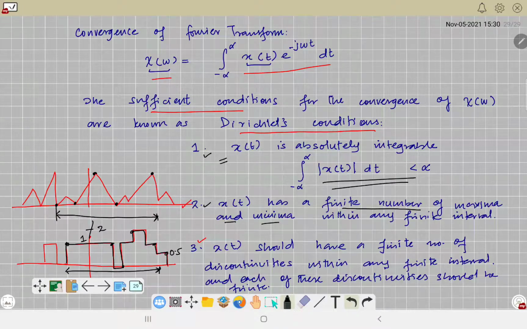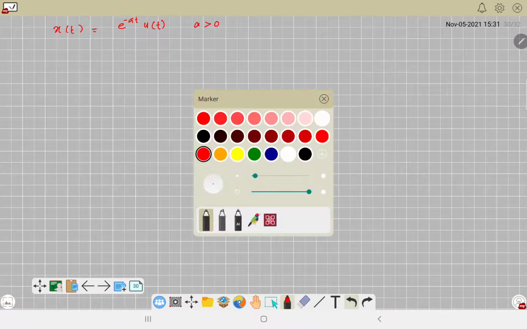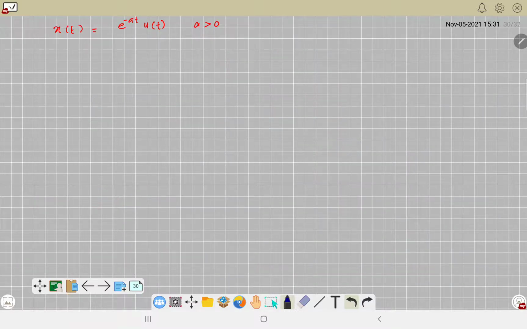So next we'll take some simple examples, and we'll try to find out the Fourier transform of these signals. Let's take the first one, where x of t is an exponential signal, e raised to the power minus a t, modulated by a unit step function u of t, and a is greater than 0. Fine. So if you find the Fourier transform, we have this equation, x of omega is equal to the integral from minus infinity to plus infinity, like this. But since this signal is modulated by the unit step function, it will only be defined for positive values of time, that is 0 to infinity.